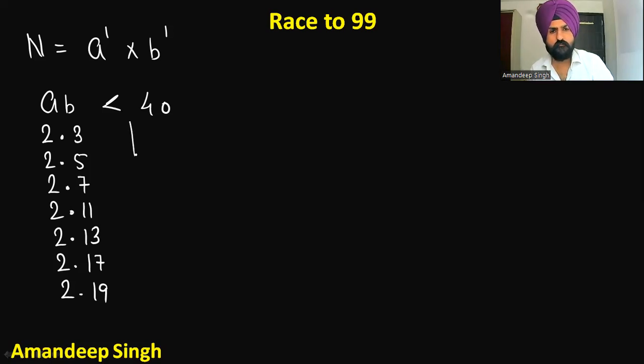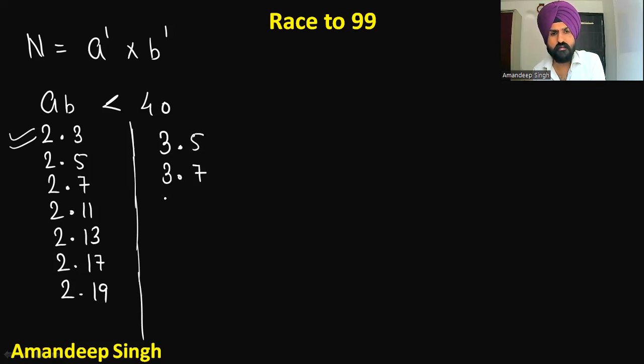Now let's say a different case. If a is not 2, let's say a is 3. I will not take a number less than 3, because it will give me 3 into 2 and I already covered 2 into 3. So I will take b more than 3, where 3 into something should be less than 40. If a is 3, b could be 5, giving 15. If a is 3, b could be 7, giving 21. If b is 11, we get 33. And if a is 3 and b is 13, that is 3 into 13, which gives 39. That's the last possibility, right?